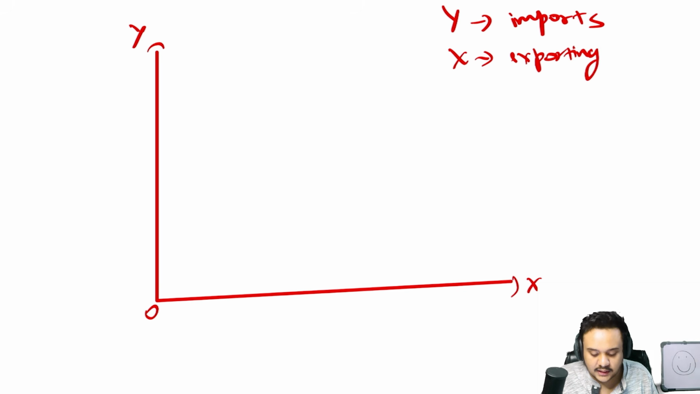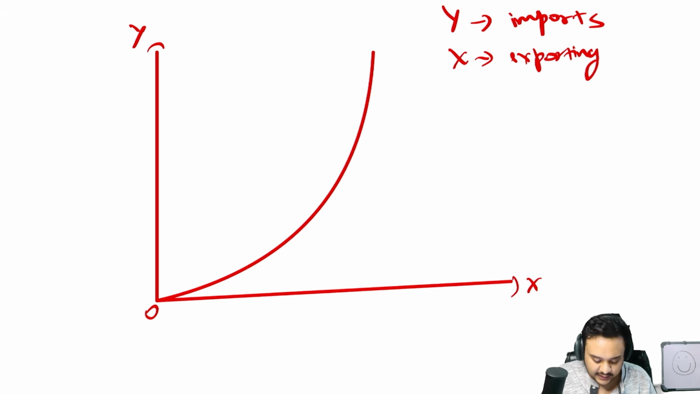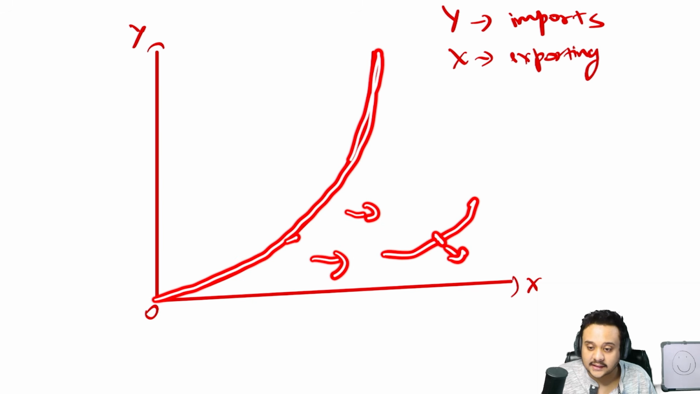Okay, so now let us look at what the graph will look like. The curve is going to look something like this. So now if you look at the shape of it, it is kind of shaped like a bow, and it is bending towards the x-axis. The bend is towards the x-axis, right?